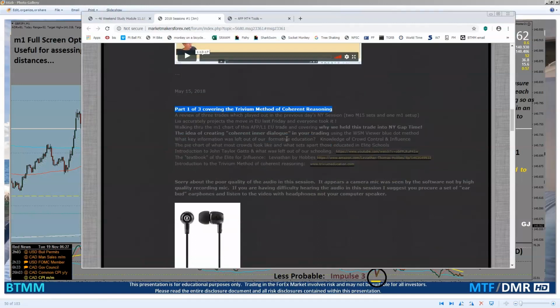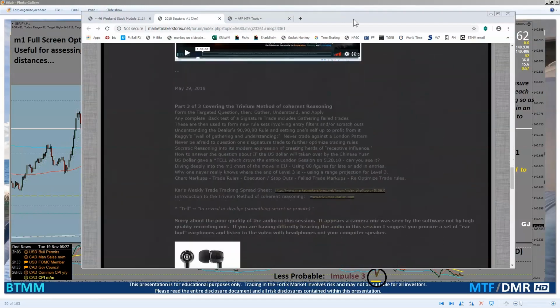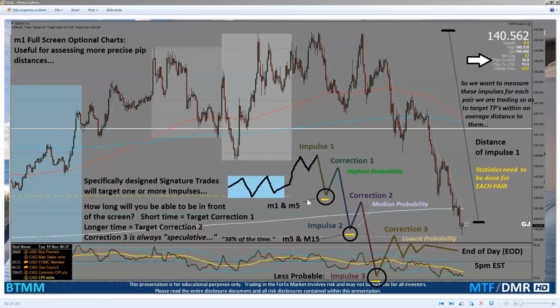Go over the trivia method of coherent reasoning, 1, 2, and 3, and just shake this crap out of you and say to yourself, it doesn't matter what Steve dropped. He might have been wrong about it. Heck, he's trading futures. The distances on futures aren't going to be the same in spot. It's a different market, right? So, you know what I mean? You go back and do this kind of work on your own. Trust but verify is what it is.